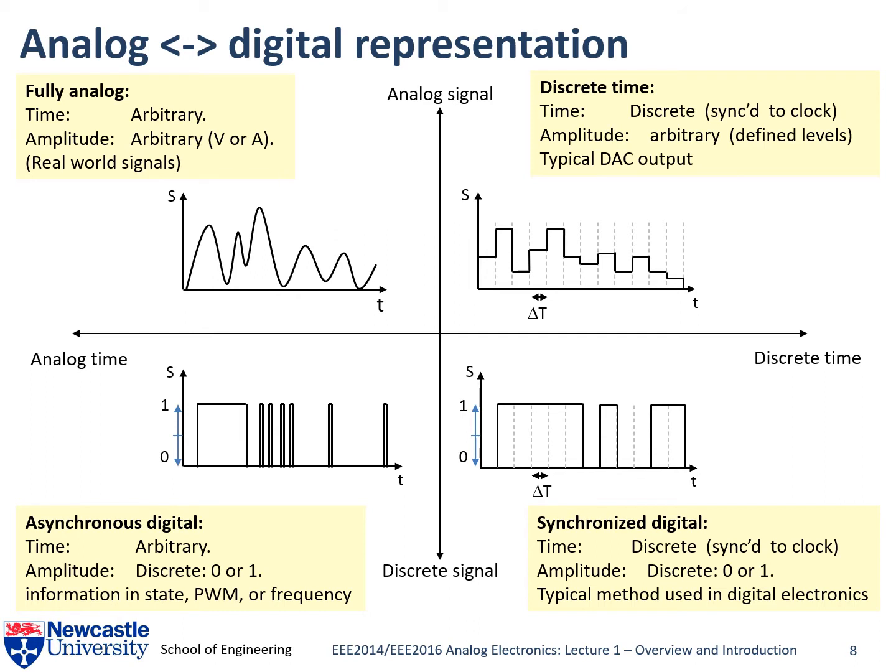So the four quadrants represent the range of ways that I can think about the same information, and what we're often going to be doing in this course is transforming signals and information between these different quadrants by using these specialized circuits that we're going to describe as we get through the course.